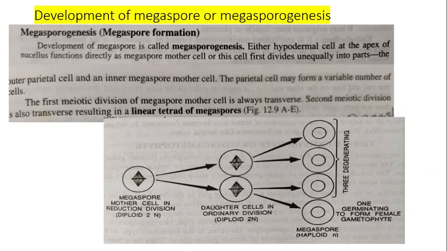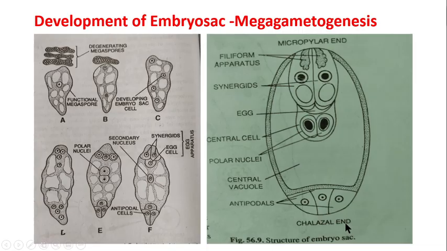Now what happens to this megaspore mother cell? You can see here, it will divide by meiosis, and then meiosis 2 will occur, and four megaspores are formed which will be haploid. So initially it was diploid, and then four haploid megaspores will be formed, and out of four, three will degenerate and one will work as a functional megaspore.